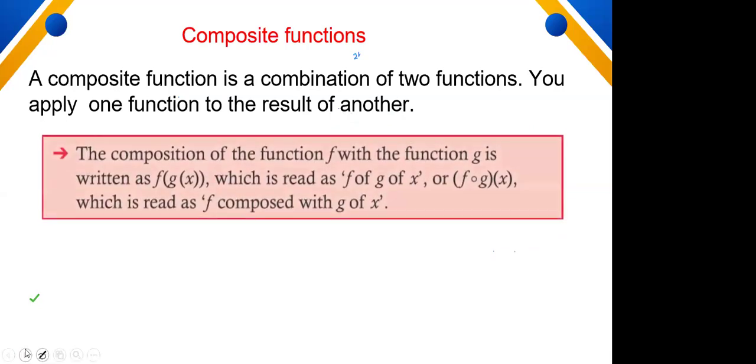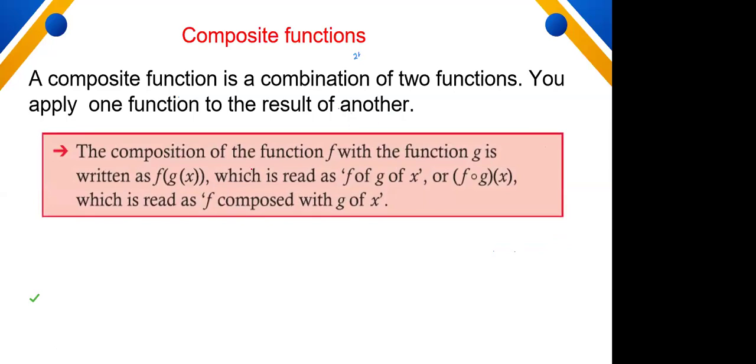How do you write a composite function? A composite function is written in two formats. Don't mind about writing. What is important is understanding. How do you write it? This is the first format. At times you find them being written like this, f g of x. We read it as f of g of x.